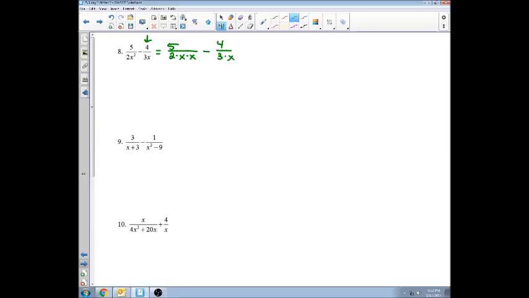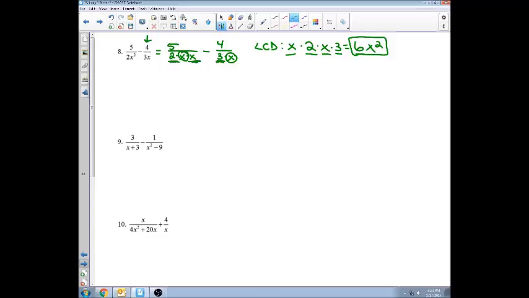So now I can circle what they share, underline what they do not, and find my LCD. They share an x, so I'll start with an x. 2 is the first thing they do not share, so multiply by 2. The x is the next that they do not share, and the 3 is the last that they do not share. So my LCD will be 3 times 2, which is 6, x times x, which is x squared. Okay?